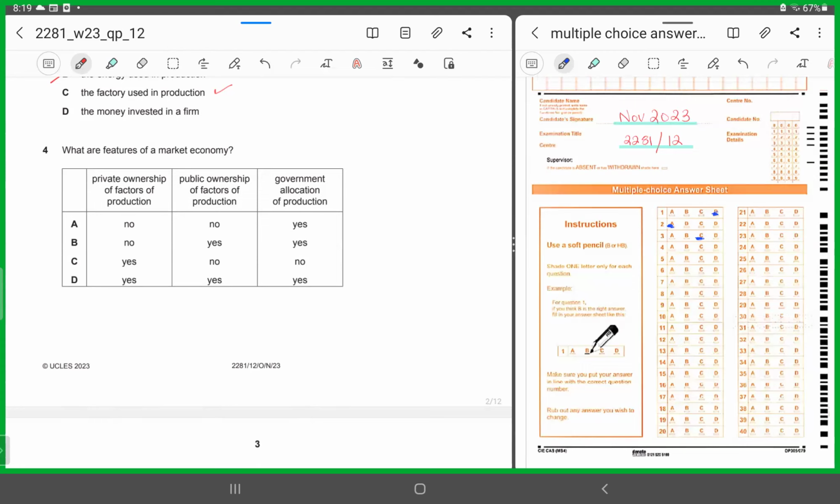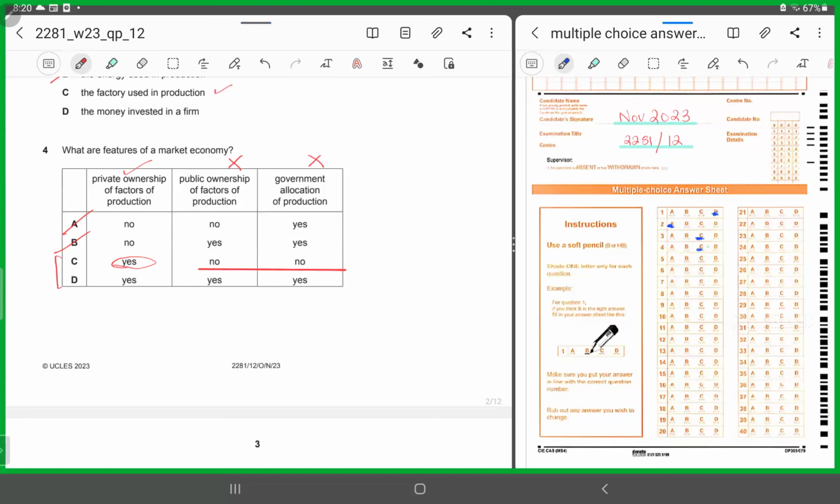All right. Now, there's a private ownership of factors of production. Yes. Public ownership of factors of production. No. Government allocation of production. No. Now, see which response satisfies these three criteria. We want the public ownership of factors of production. Yes. A and B are chopped off. C, we are left with C and D. Right now, public ownership of factors of production. No. And government allocation of production? No. So C is the correct answer.